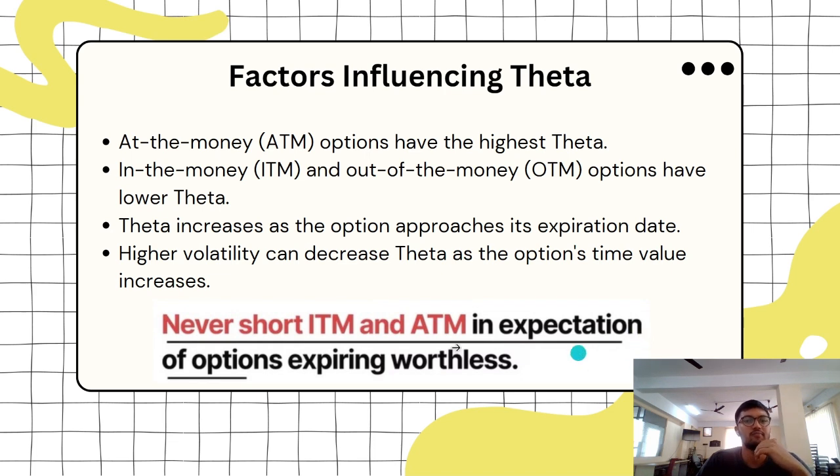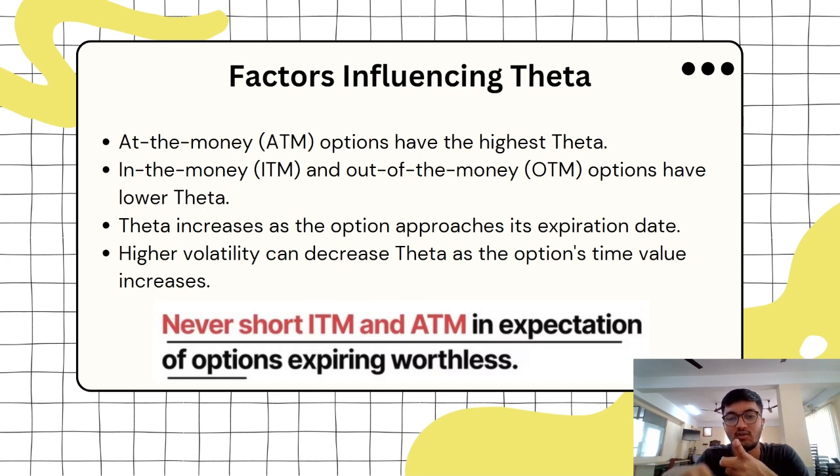Factors affecting theta. At the money options have the highest theta. At the money contracts have the most amount of gamma. An at the money contract has 0.5 delta. It's not the most delta, because in the money has the most delta. But at the money options have the highest theta.